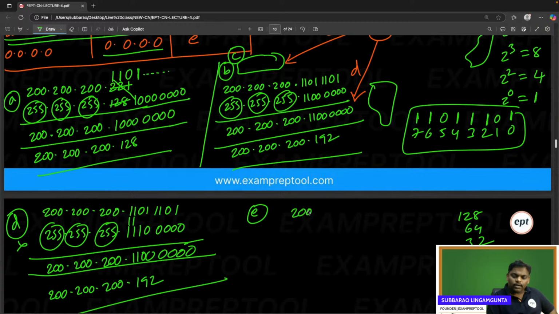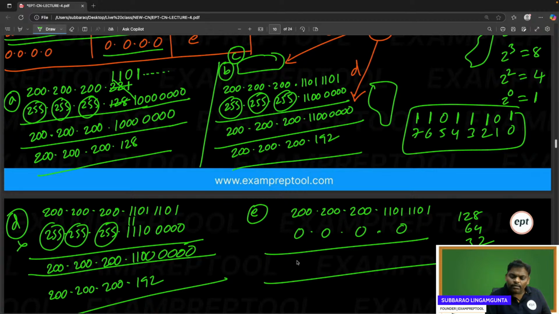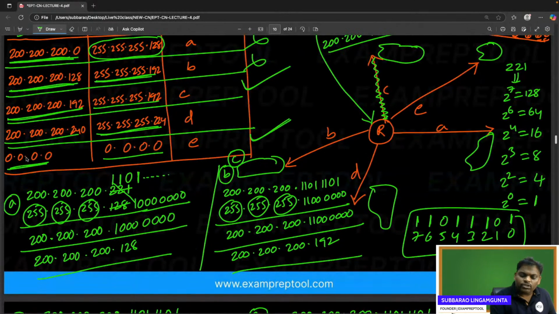So 200, 221, 1101. Now if you see the subnet mask, let's check here. I will check the table once again. Have I done anything wrong in the table? Yeah, everything perfect. If you do the AND operation, you will get 0 anything. So which is matching? Yes, it is matching. So you can send by E also.